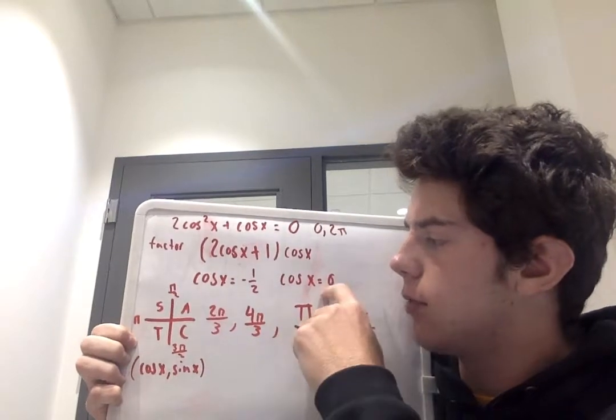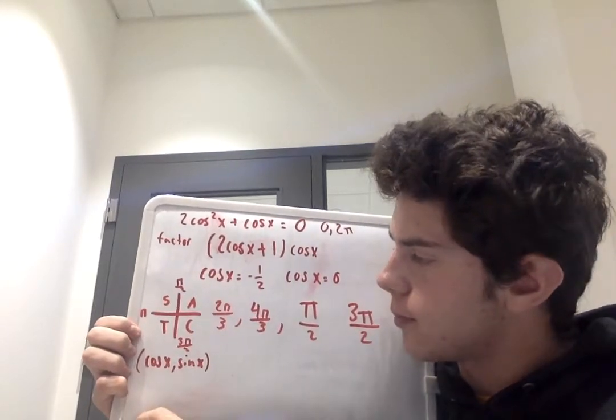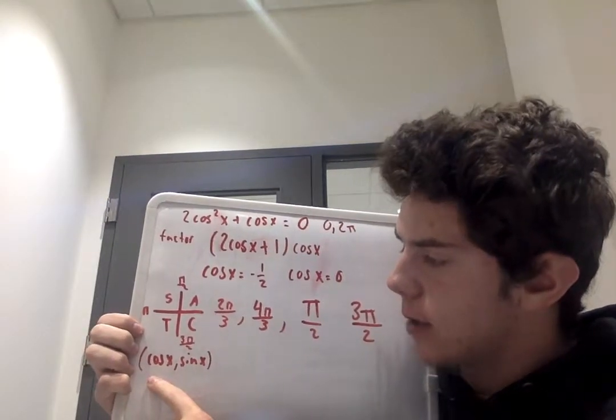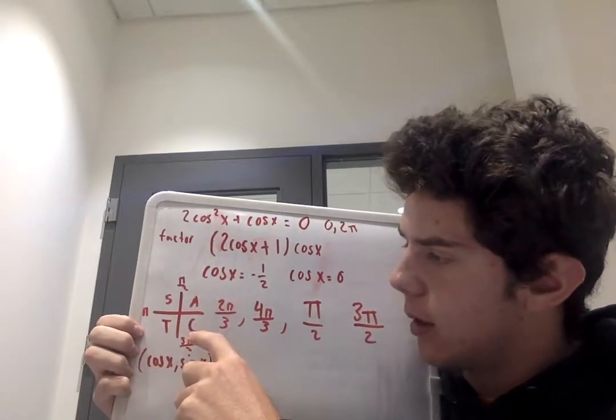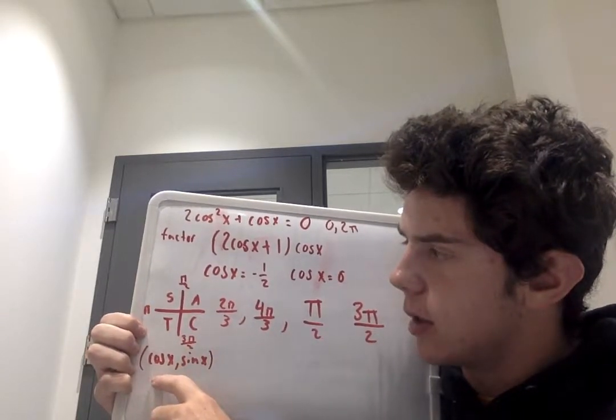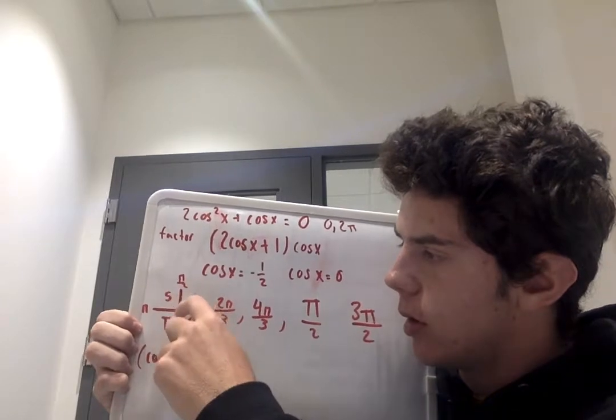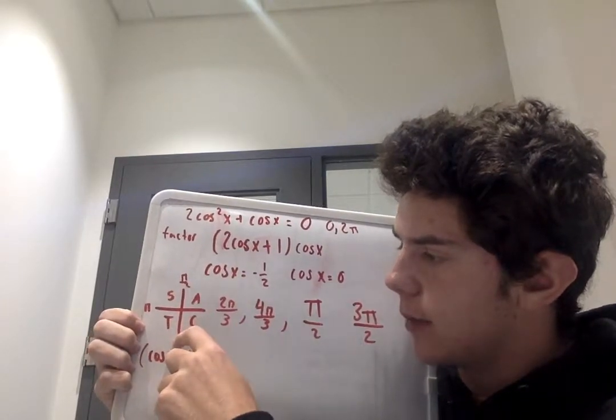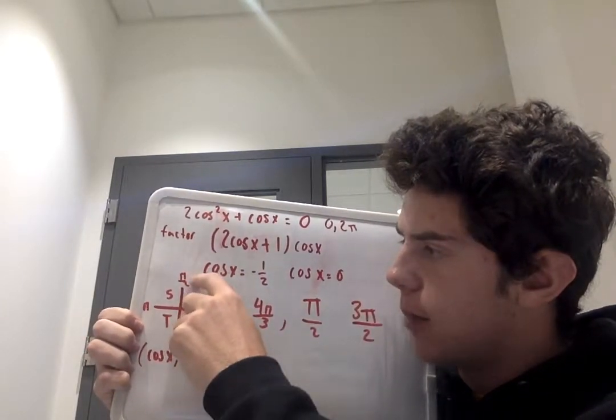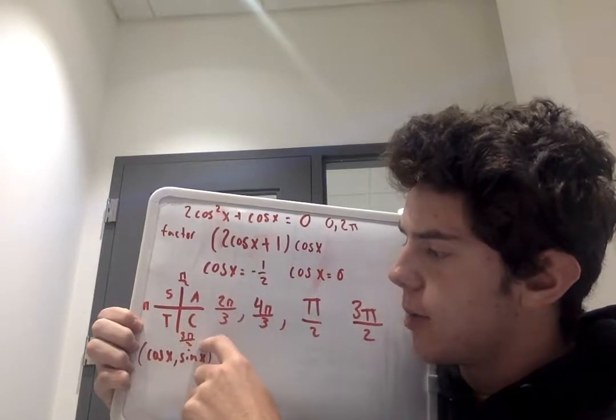So if we have cosine x equals 0, that is your x value. So we want to find on this plane where x is equal to 0. So x is equal to 0 up here and down here. So cosine x is equal to 0 at pi over 2 and 3 pi over 2.